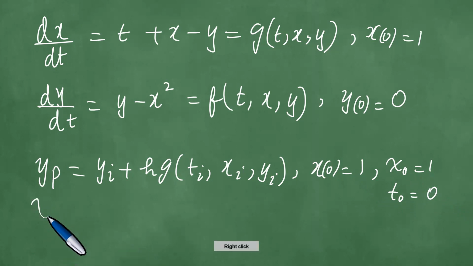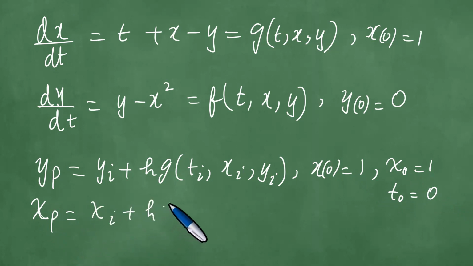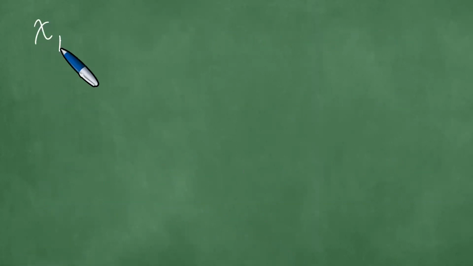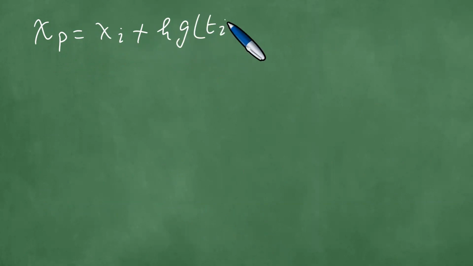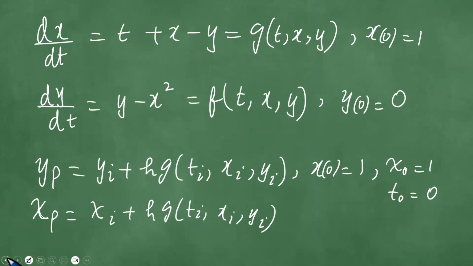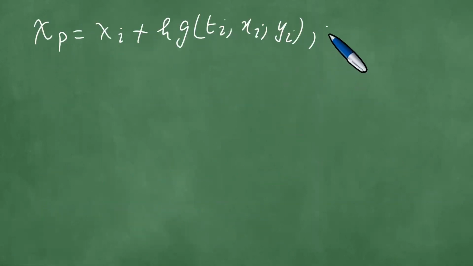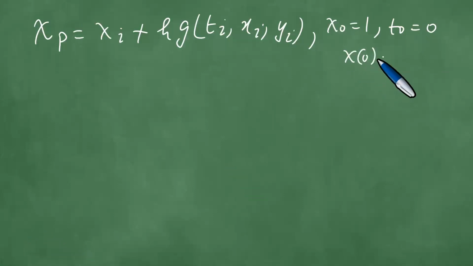With that said, it means we can write here that x_p is the same as x_i plus h g(t_i, x_i, y_i). So we have x_p is x_i plus h g of t_i, x_i, y_i, and we have that x_0 is 1, and then t_0 is 0. And these are summarized by saying x at 0 is 1.